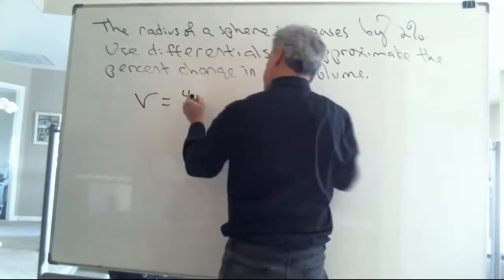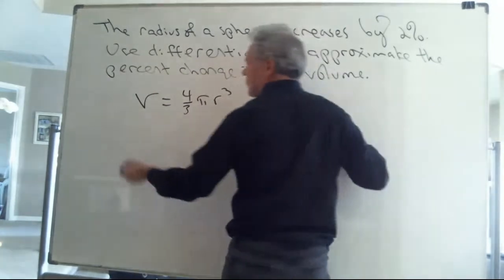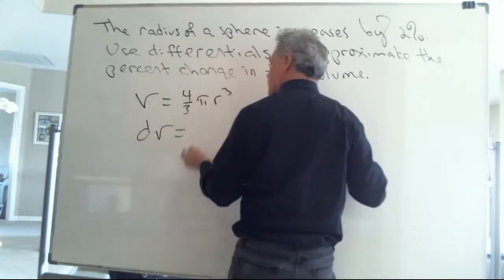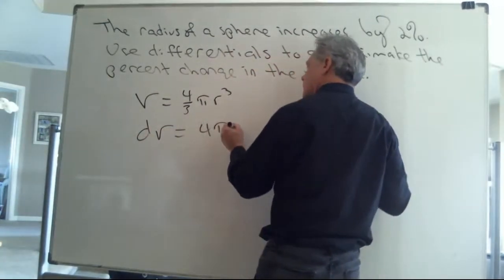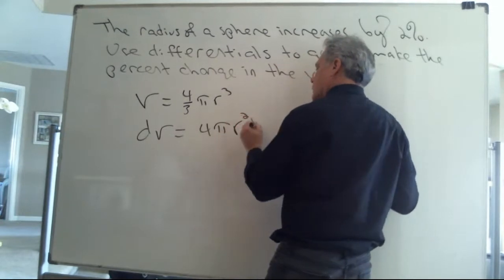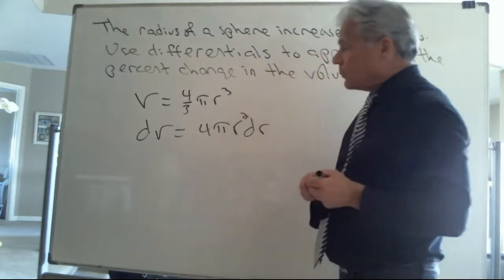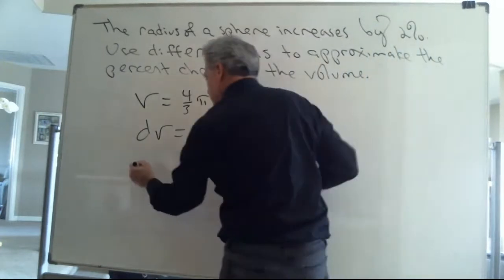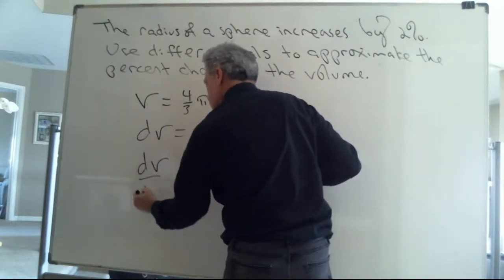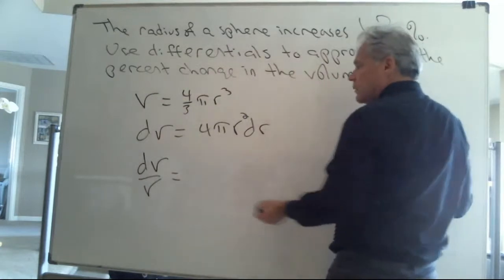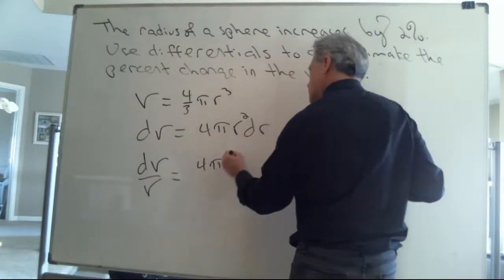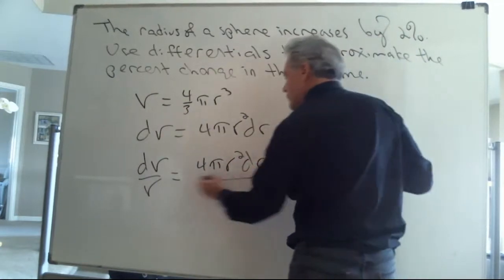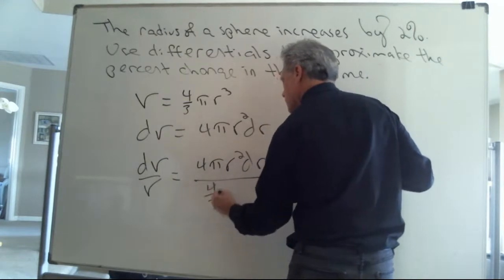Just like before, let's look at differentials. Now, because I want the percent change in volume, let me divide both sides by volume. Here's what I have on the left-hand side. Now, on the right-hand side, I'll still divide by volume, but volume can be interpreted as such.